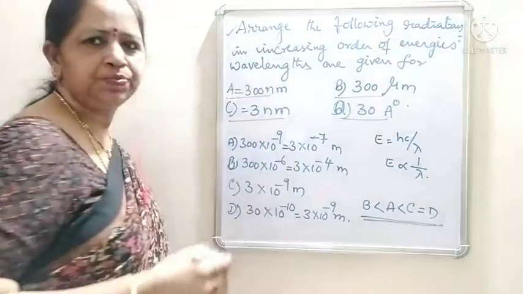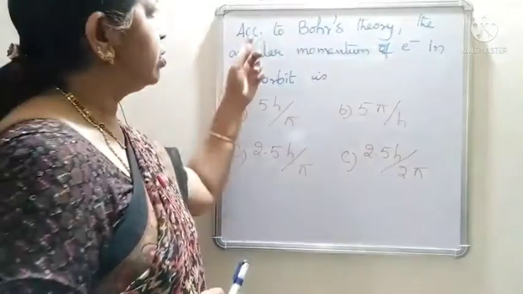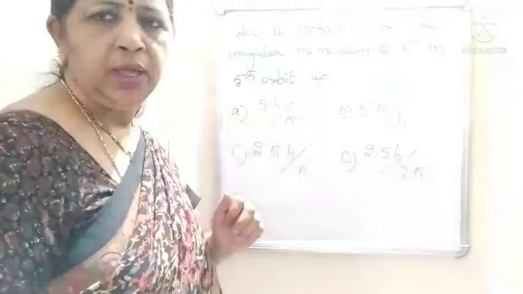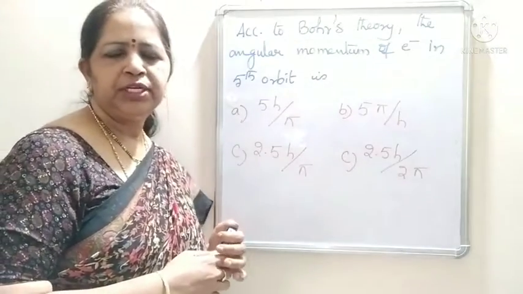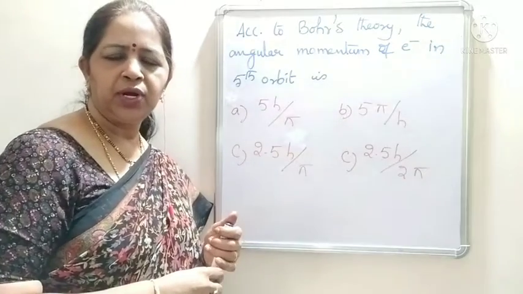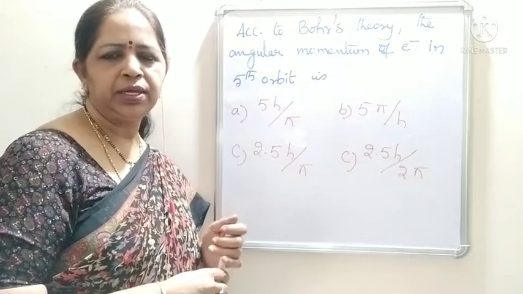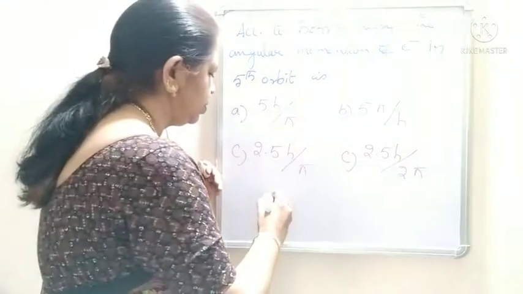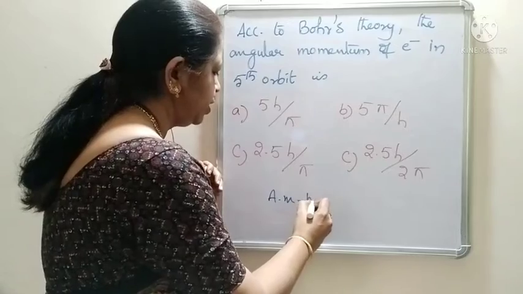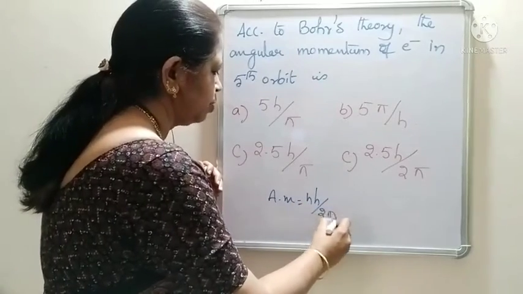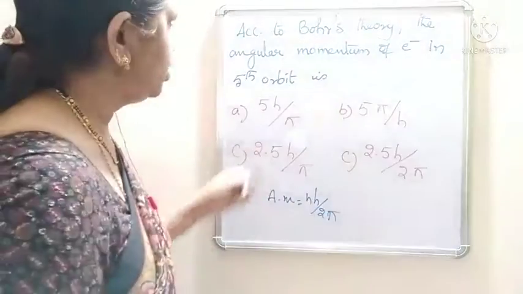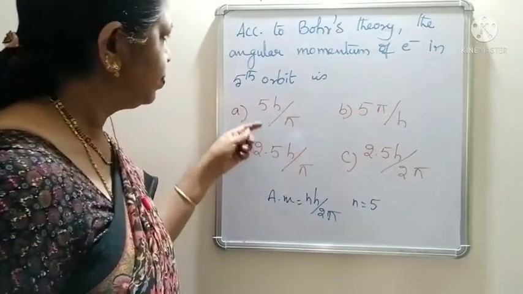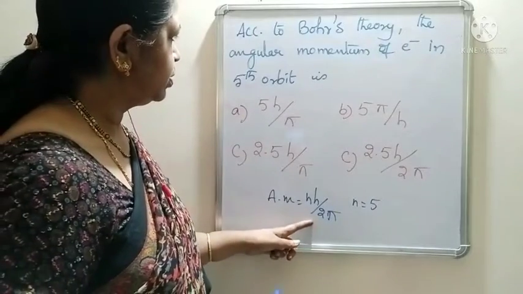Okay students. Next question is, according to Bohr's theory, the angular momentum of electron in the fifth orbit. One among the Bohr's postulates is that the angular momentum of a revolving electron, mvr, is equal to nh by 2 pi. This formula we have to apply here. What is the n value? n is equal to 5. So it is 5h by 2 pi.